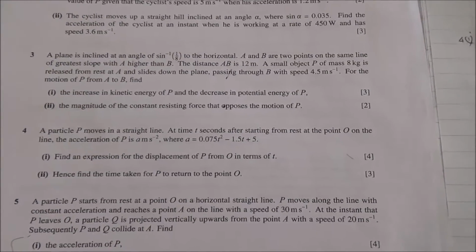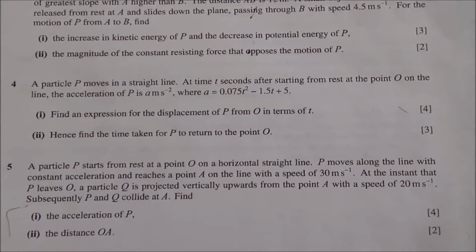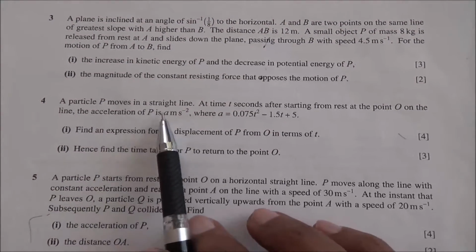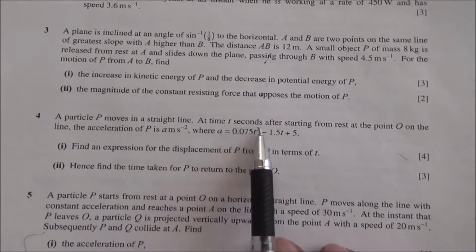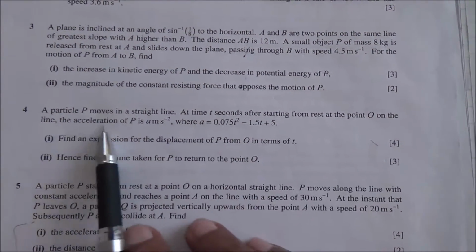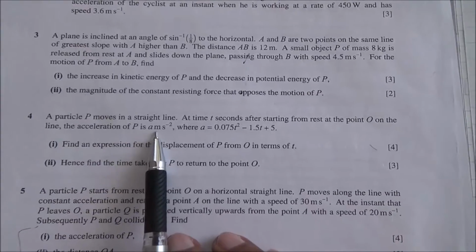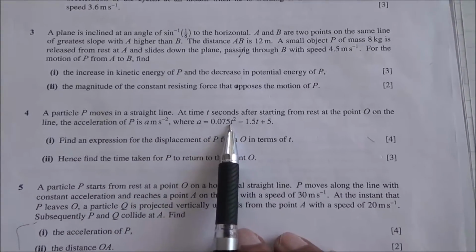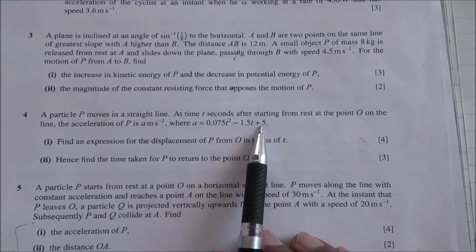Hi, question number 4 taken from June 2015 A-Level Maths Mechanics 1. A particle P moves in a straight line. At time t seconds after starting from rest at the point O on the line, the acceleration of P is a meters per second squared, where a is equal to 0.075 t squared minus 1.5 t plus 5.